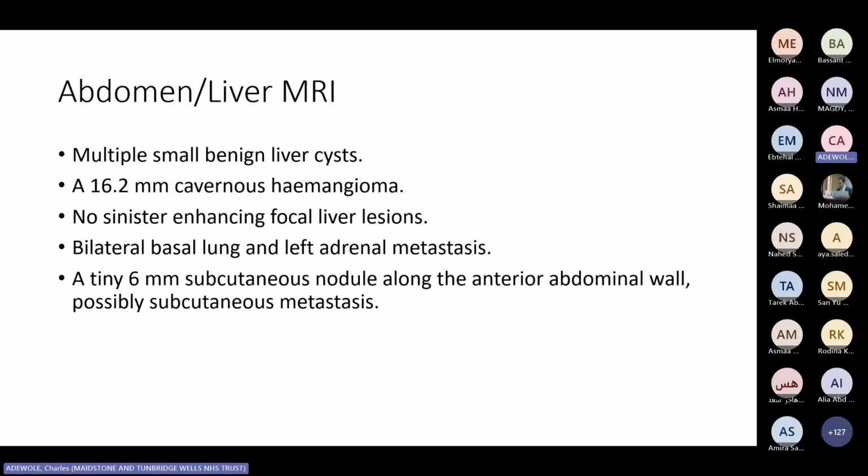Following the MDT, the patient underwent an abdominal or liver MRI, which showed multiple benign small cysts and a small cavernous hemangioma, but there were no sinister focal liver lesions. And the MRI also showed bilateral basal lung and left adrenal metastasis and a tiny 6 mm subcutaneous nodule along the anterior abdominal wall, which was suggested to be a possible subcutaneous metastasis.